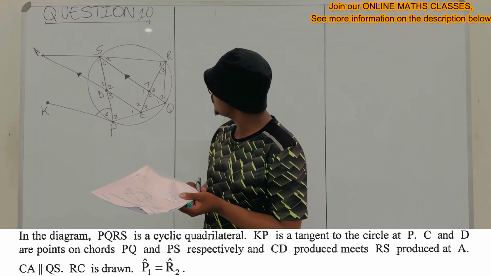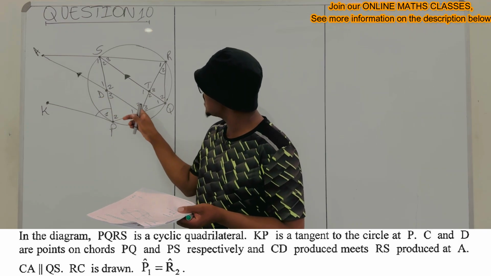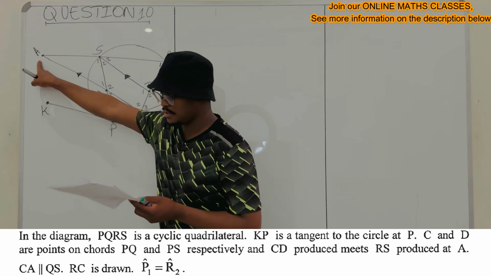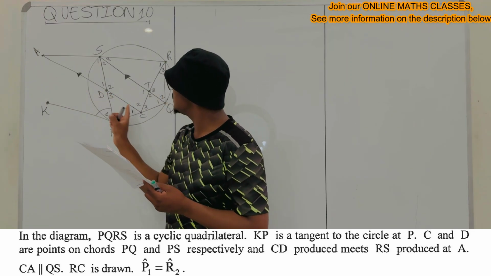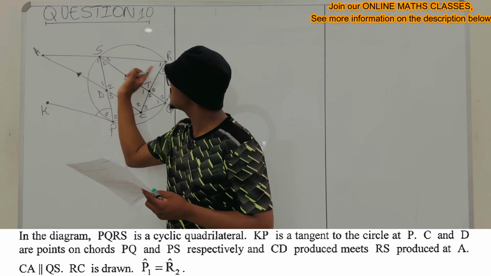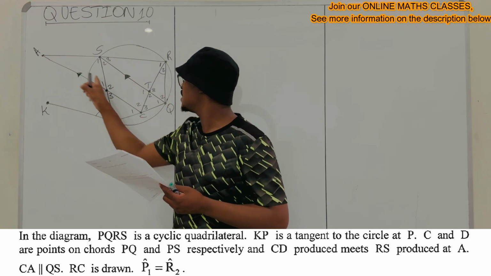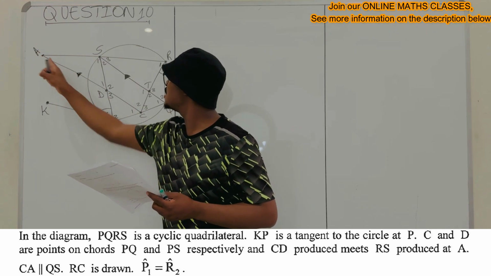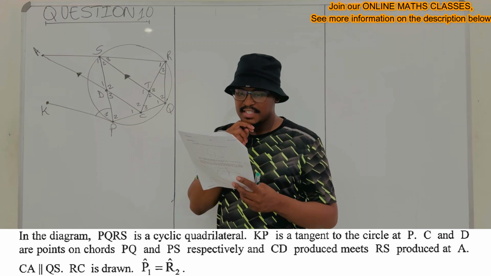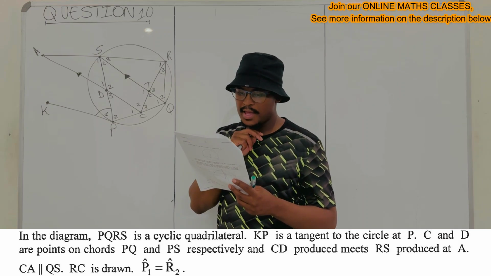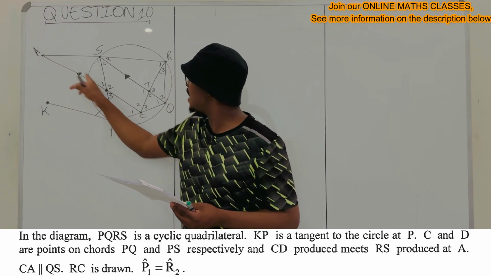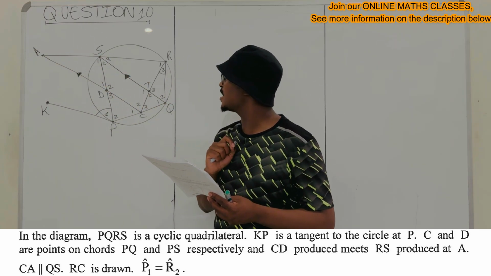So where is CD? CD is extended to meet SR at point A. That's what they're saying. So this line CD is extended to meet RS at point A over there. You can see the extension of CD meets RS at that point A. They are saying CA is parallel to QS. Where is CA? CA, this side here, is parallel to QS, which is this side over there.